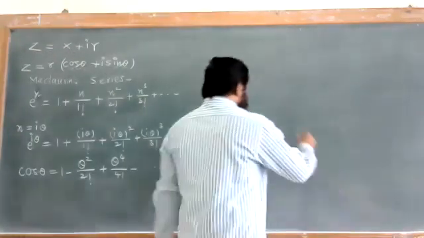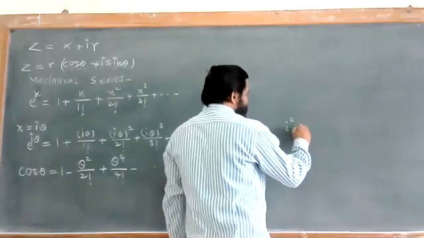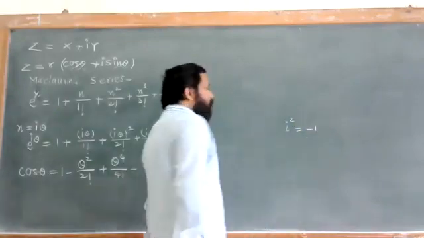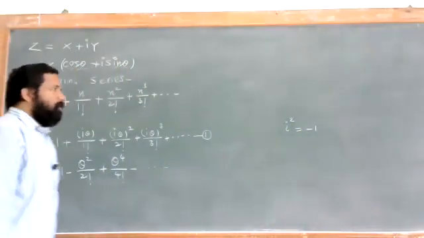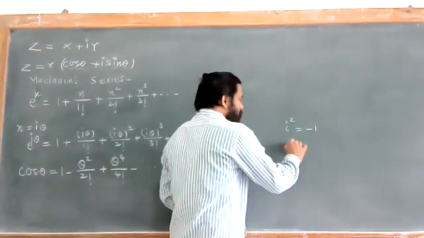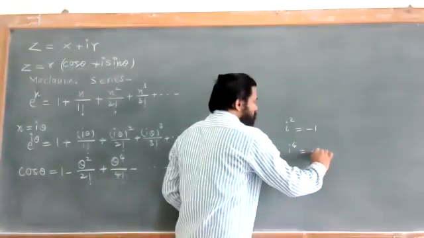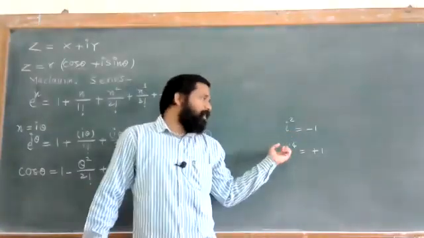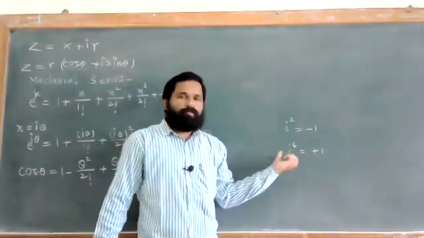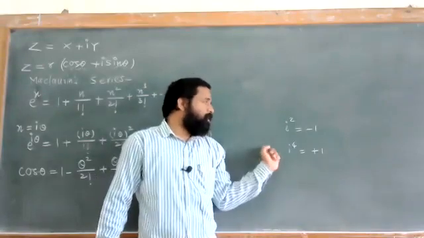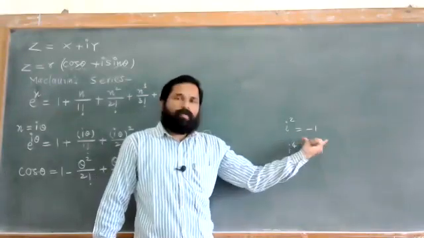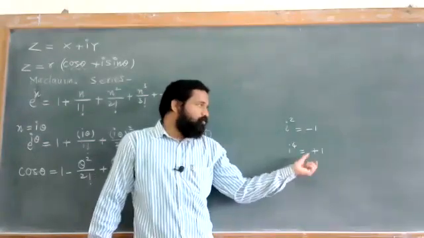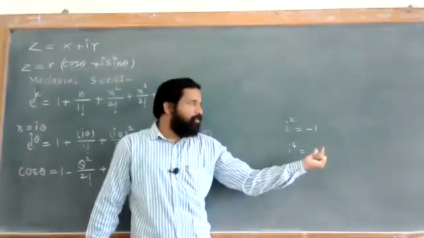Now have we learned one condition? We have the value of i square. The value of i square is equal to minus 1. The value of i raised to 4 is nothing but plus 1. You have solved problems like i plus i square plus i cube plus i raised to 4 plus i raised to 5, in which we used this. So we have i square equal to minus 1, and i raised to 4 is equal to i square into i square, which is equal to plus 1.